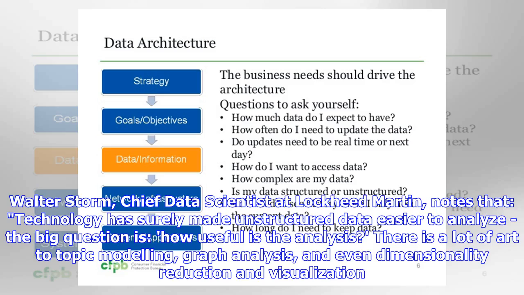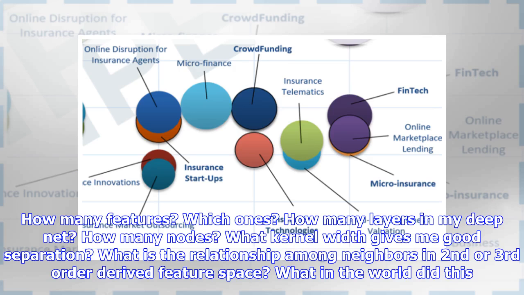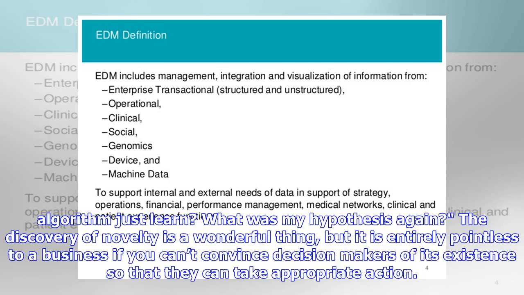Walter Storm, chief data scientist at Lockheed Martin, notes that technology has surely made unstructured data easier to analyze. The big question is, how useful is the analysis? There is a lot of art to topic modeling, graph analysis, and even dimensionality reduction and visualization. How many features? Which ones? How many layers in my deep net? How many nodes? What kernel width gives me good separation? What is the relationship among neighbors in second or third order derived feature space? What in the world did this? Algorithm just learn. What was my hypothesis again?